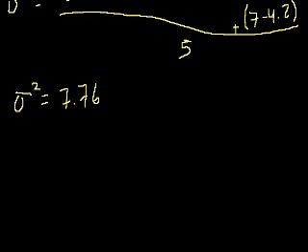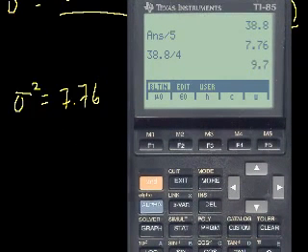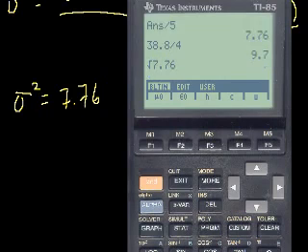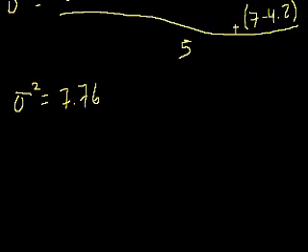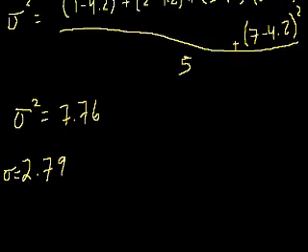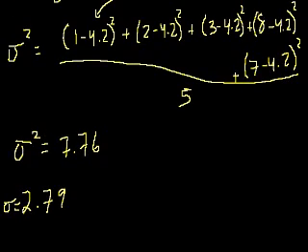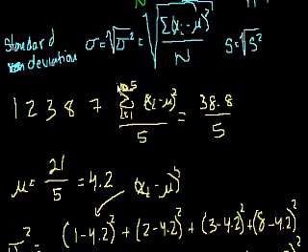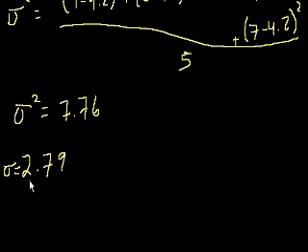But once you have the variance, it's very easy to figure out the standard deviation. You just take the square root of it. The square root of 7.76 is 2.78, well, let's say 2.79, is the standard deviation. So this gives us some measure of, on average, how far the numbers are away from the mean, which was 4.2. And it gives it in the units of the original measurement. Anyway, I'm all out of time. I'll see you in the next video.